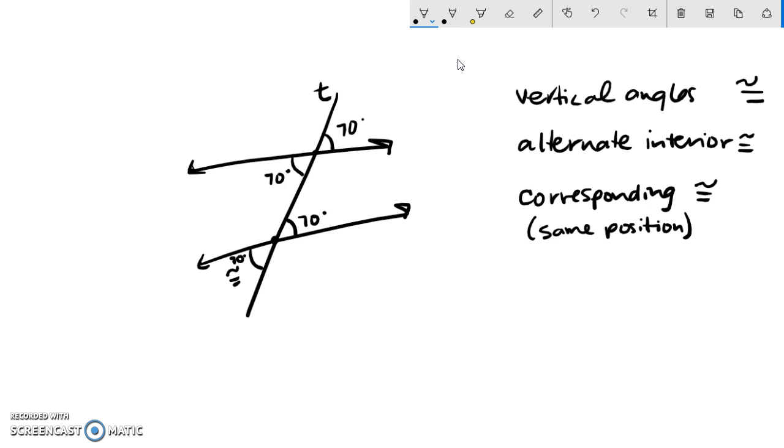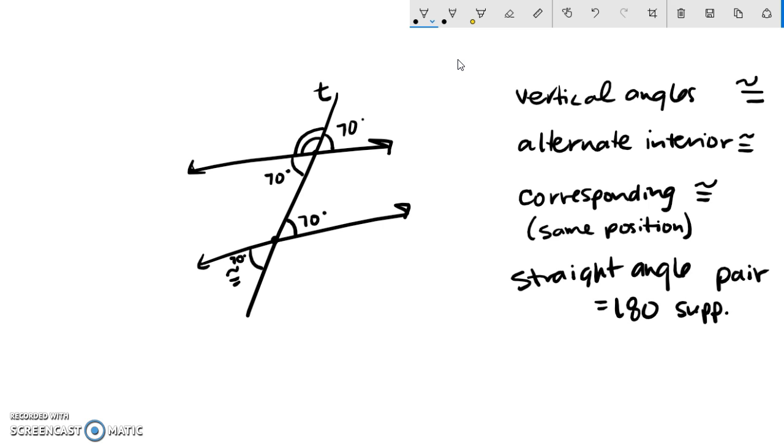So now if we go ahead and do the other angles, I know that this angle here and this angle here, they create a straight line, right? If I go here and then here, I have now created this straight line. And so that's called a straight angle pair. And those add to be 180. They're called supplementary. And so if they add to be 180, then if I do 180 minus 70, I'm going to get what this angle is, which is 110. So this right here is 110 degrees.